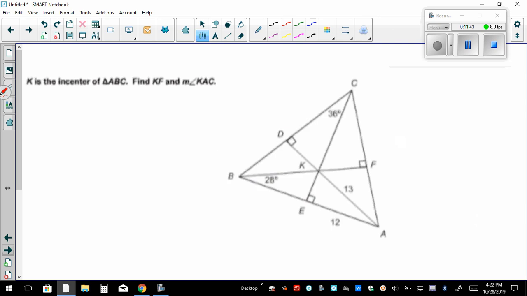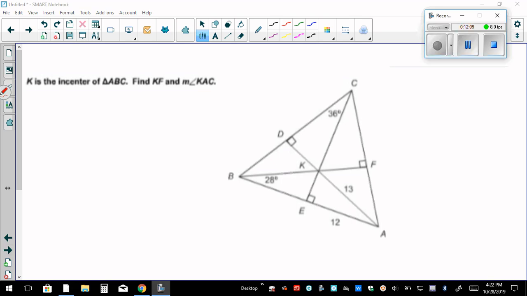So I have an example here. Go ahead and pause your video for a moment. Write this down in your Cornell notes, probably on the right side: K is the incenter of ABC, find KF, which is a line segment, and find the measure of angle KAC, which is an angle. So look this over, copy it down, and then start the video up, and we'll figure out how to solve this.